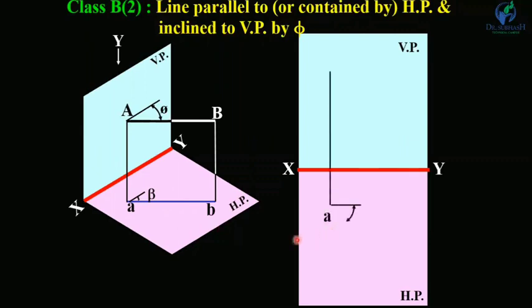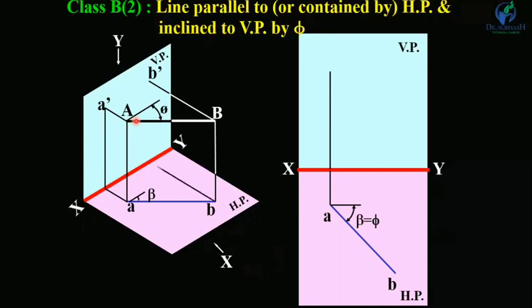So now here AB. Okay, so in this case, the beta is equal to phi. Phi is the inclination of true length with VP. So in this case, beta is equal to phi. Now looking from this direction, from the front direction, the projections A dash and B dash. So the front view is parallel to XY because line is parallel to HP.